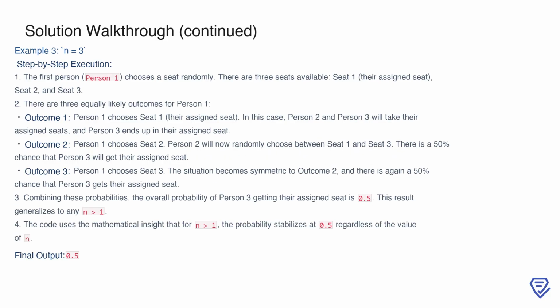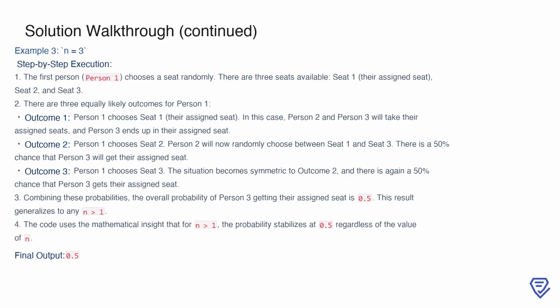Let's extend this to n equals 3, with 3 passengers. Person 1 starts by choosing randomly among the 3 seats, seat 1, seat 2, or seat 3. If person 1 chooses seat 1, their assigned seat, then both person 2 and person 3 will also get their assigned seats, making the probability for person 3 to be in their assigned seat 100% in this scenario. If person 1 chooses seat 2, person 2 is forced to choose randomly between seat 1 and seat 3. Here, there's a 50% chance that person 3 ends up in their assigned seat.